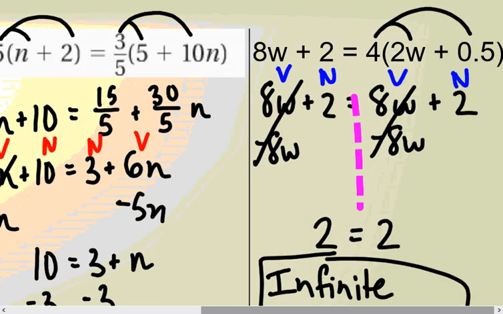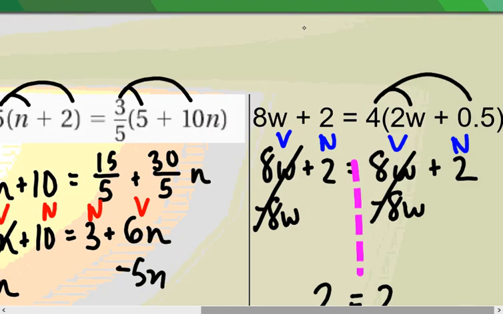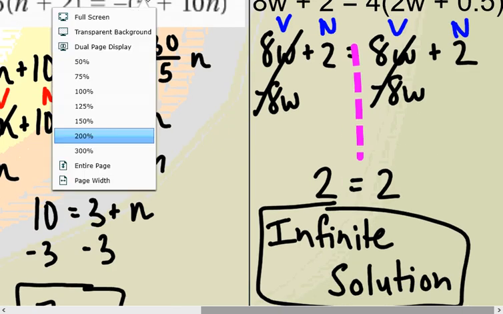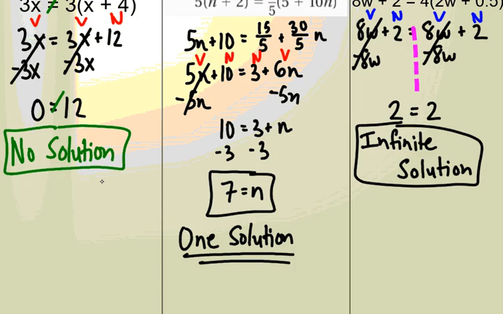You could pick 9. If you put 9 in for w on both sides, you're going to find that they're equal to one another. You could pick 18.36. If you put that in for w on each side, it's going to be true. The reason it doesn't matter what number you put in for the variables is that the variables are going to cancel out. You could put anything you want in there. And because anything would work, we'd say there are infinite solutions, there are infinite options.